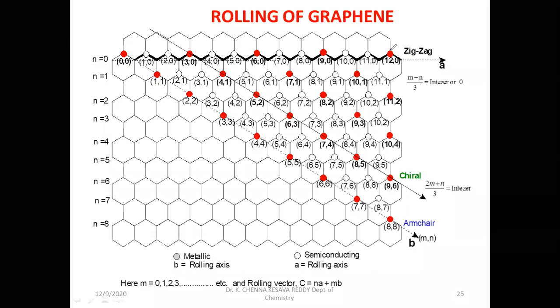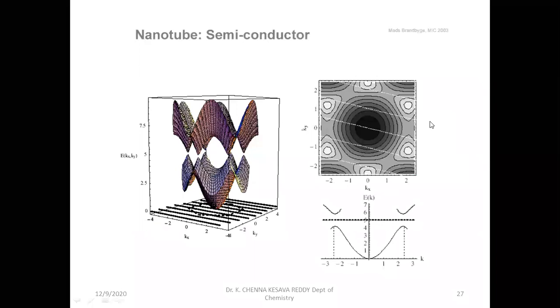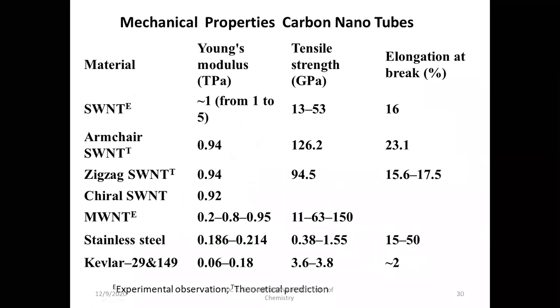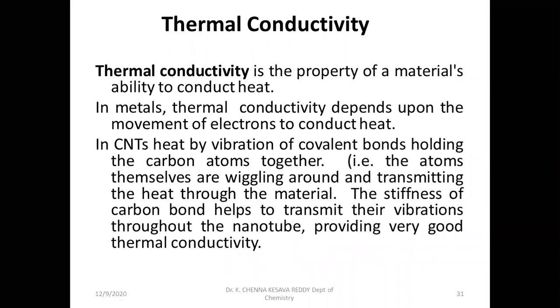We have discussed three properties. Electrical properties depend on the rolling vector, mechanical properties depend on carbon-carbon interlocking, and the thermal conductivity of the carbon nanotube depends on the carbon-carbon covalent bond and transfer through vibration.